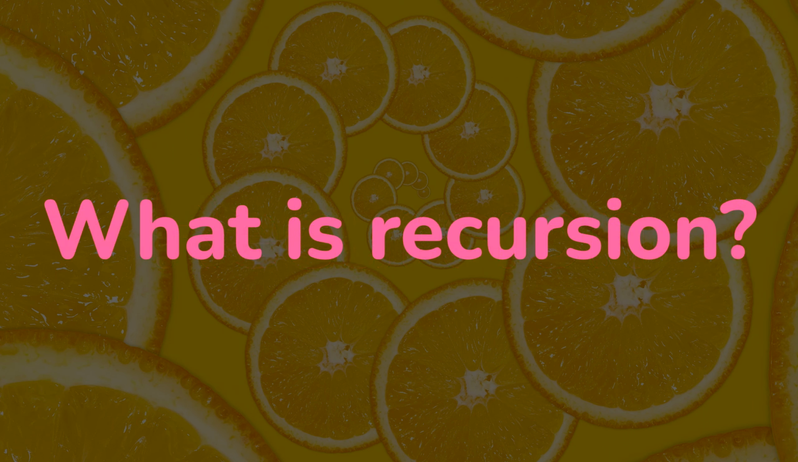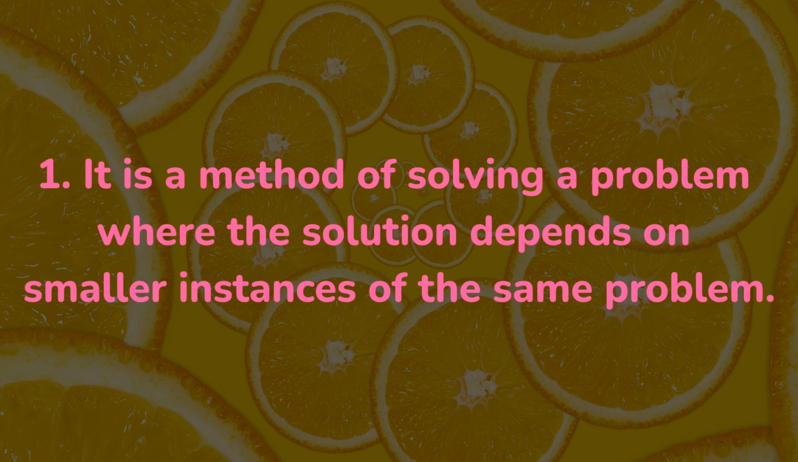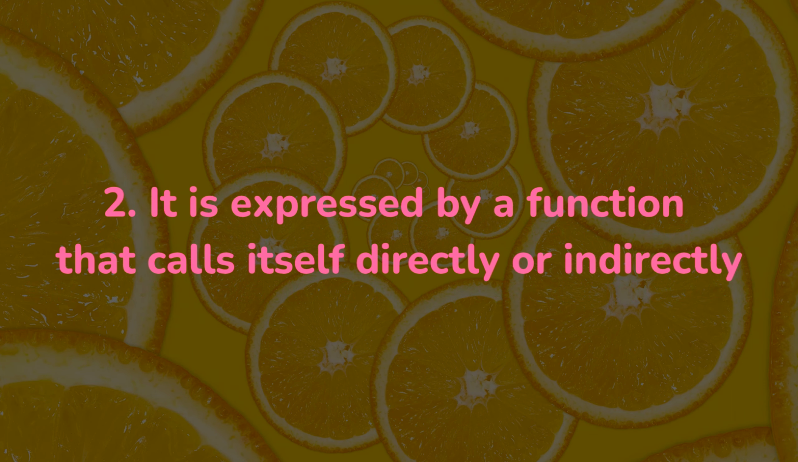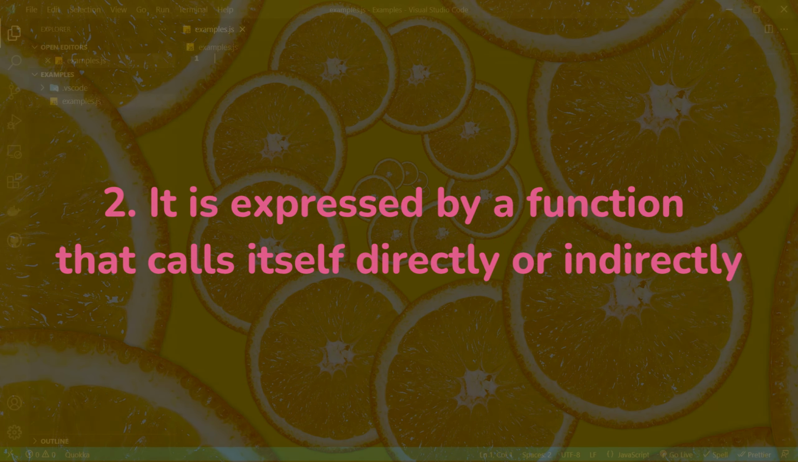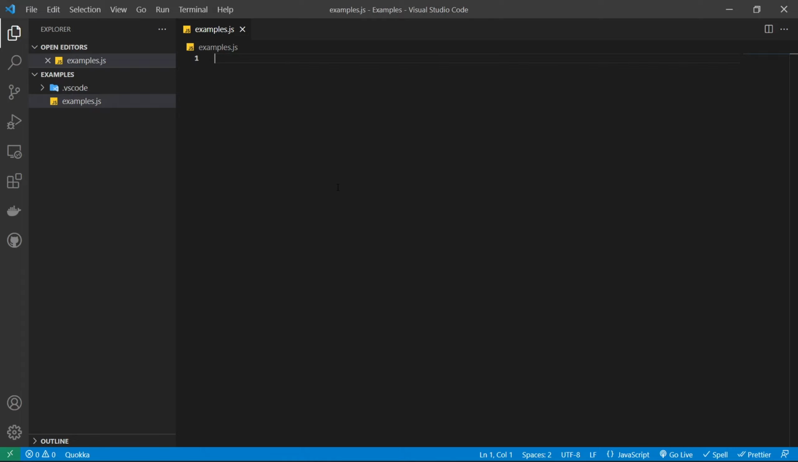What is recursion then? Well, the definition of recursion is that it is a method of defining or solving a problem where the solution depends on smaller instances of the same problem. And recursion is expressed by a function that calls itself directly or indirectly. So that is what recursion is. They are very simple statements, but to understand recursion, it is very important to understand why that is so.